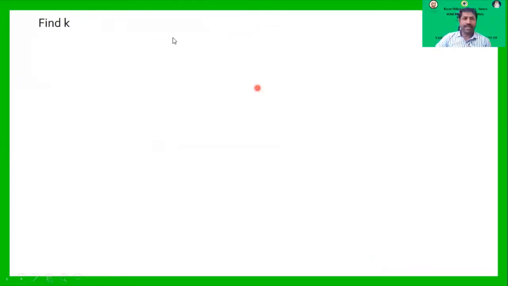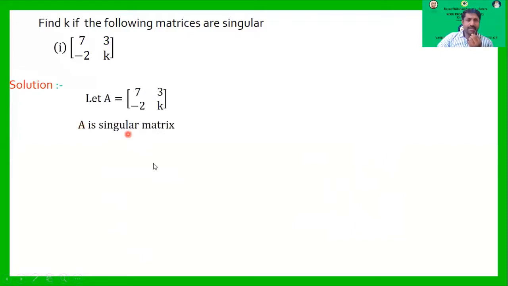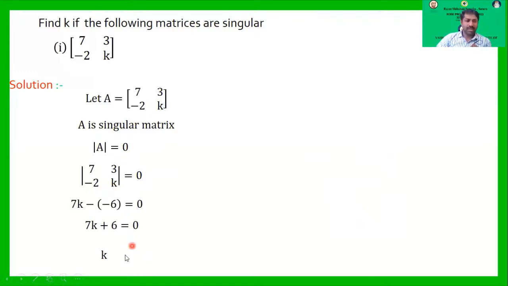Now, find k if the following matrices are singular. We are given that this matrix is singular. Solution: let A be the given matrix. A is a singular matrix, therefore its determinant value is 0. So 7k minus of minus 6 is equal to 0. 7k plus 6 is equal to 0. So k is equal to minus 6 by 7.